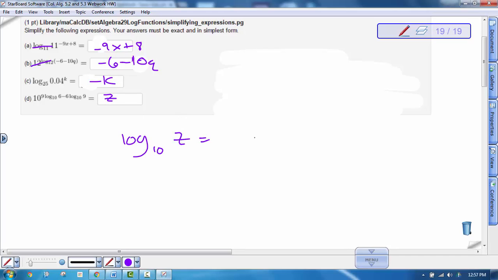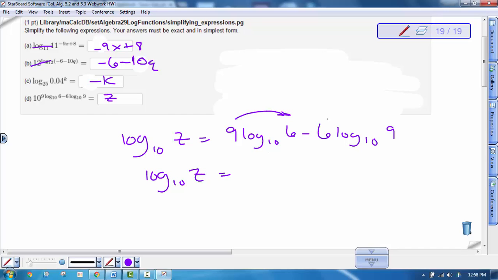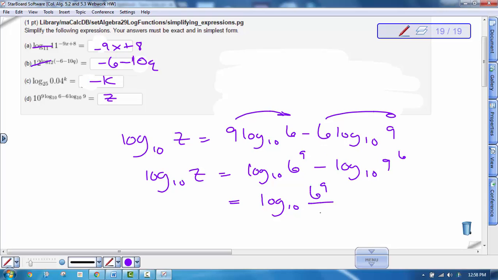Log base 10 of z has to equal the exponent, 9 log base 10 of 6 minus 6 log base 10 of 9. So I've written it in log form now, and I can simplify the right-hand side by bringing up both exponents. So I have log base 10 of 6 to the 9th minus log base 10 of 9 to the 6th. Now, subtracting two logs is the same as taking the log of the quotient, first divided by the second. That's one of our log properties in our formula sheet. It typically goes the other way around, but we can go backwards with it.